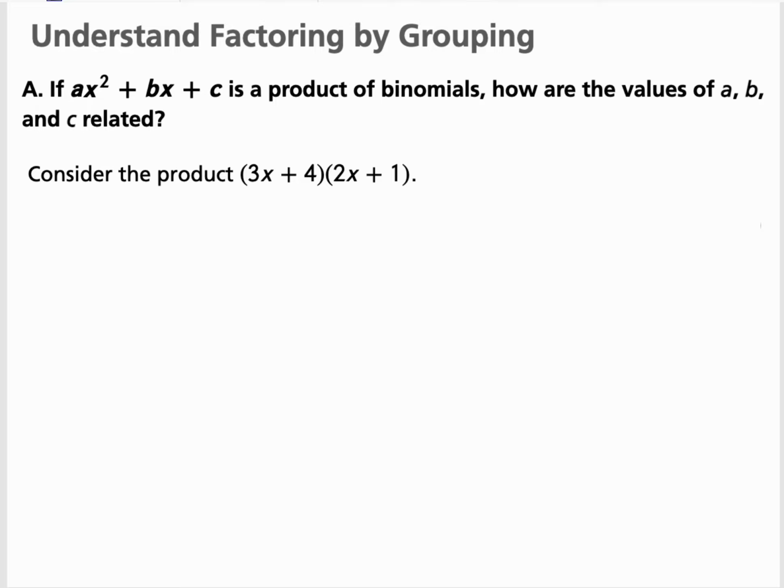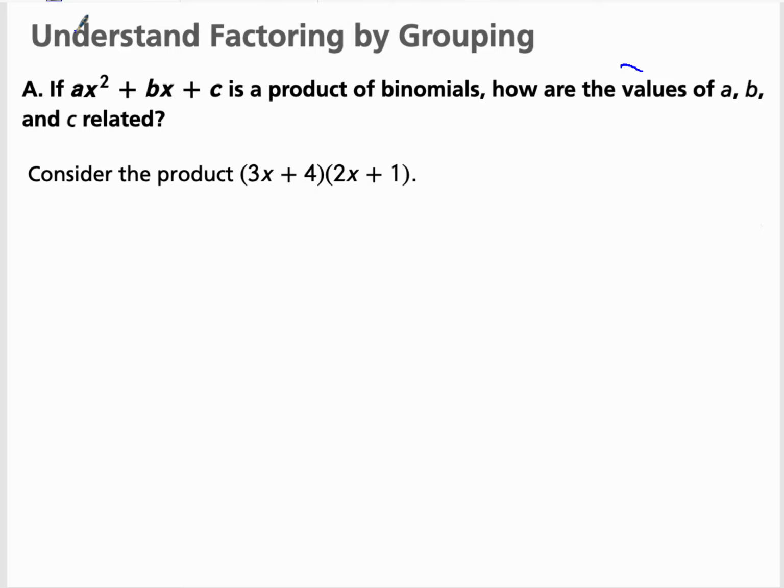All right. If ax squared plus bx plus c is the product of binomials, how are the values of a, b, and c related? Well, we know how they're related because we've done this already a bunch of times. We know how to FOIL this. We know how to use a box method or table method to multiply it. We looked at an area method of multiplying, so we know that there are relationships between these values.